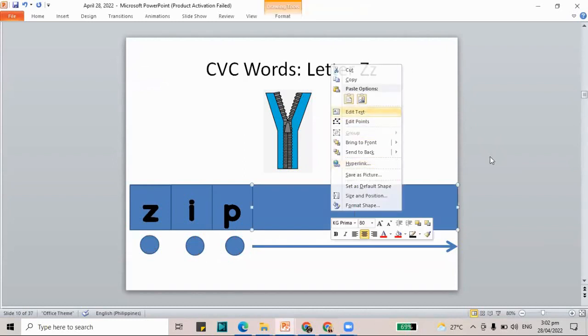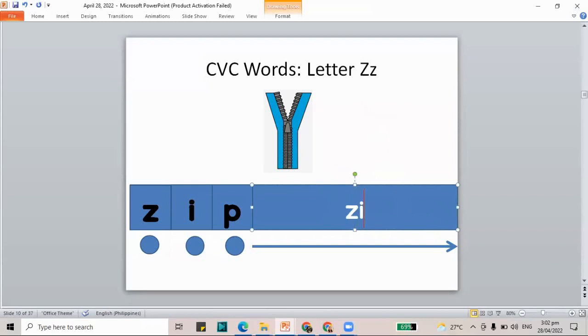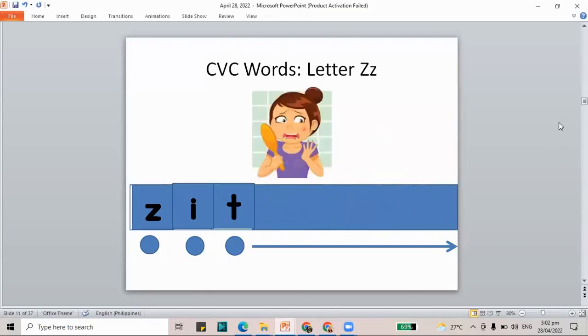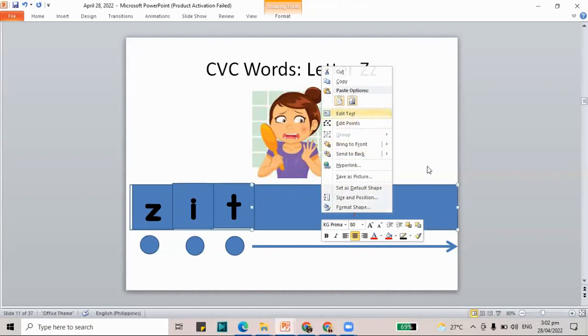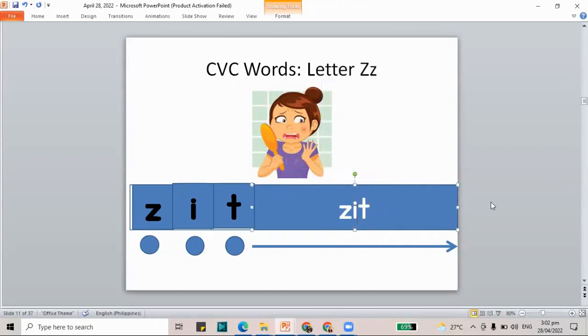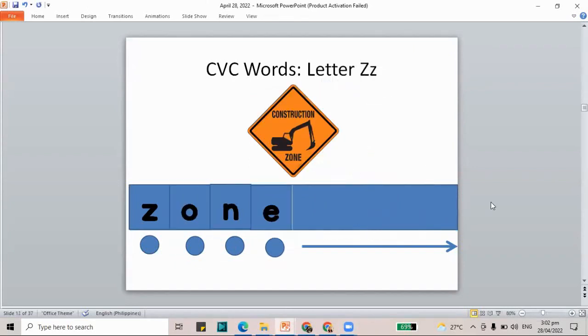Z-I-P. Zip. Then we have another word for pimple. It's the word zit. We have the letters Z-I-T. Z-I-T. Zit. And how about we spell it again? Z-I-T, zit.